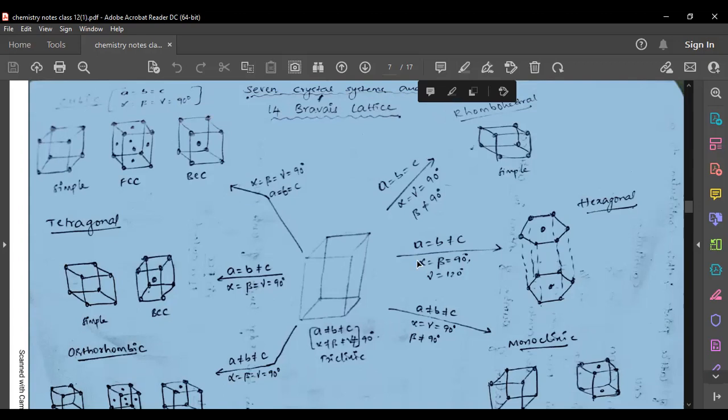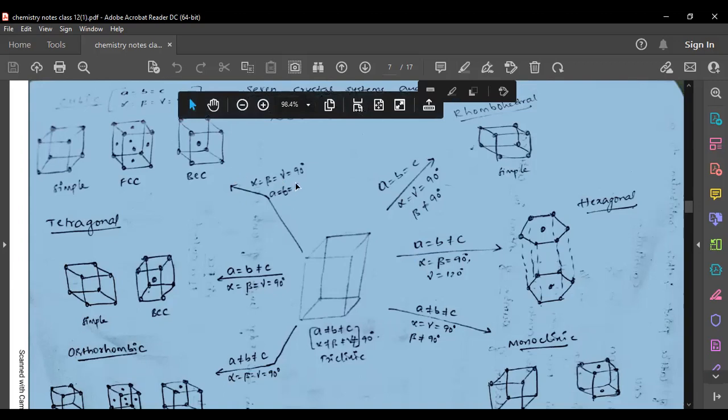Alpha equal to gamma equal to 90, beta not equal to 90. There is an angle in the case of monoclinic. But on the left side all the angles are the same, on the right side all the angles are different.